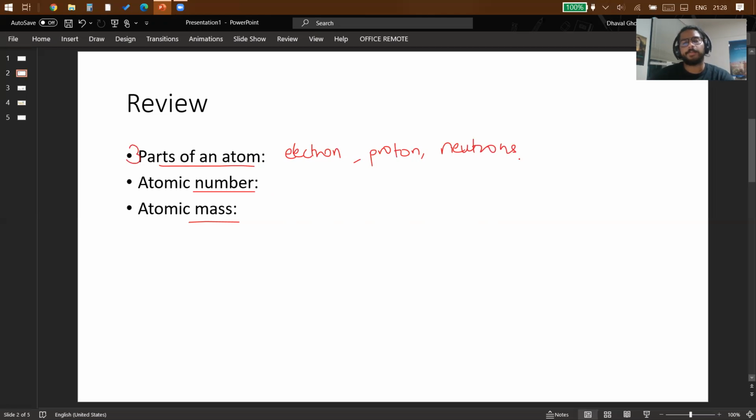Awesome. I have a follow-up question with this one. Can you tell me the charges present on these three particles and which of them have a significant amount of mass on them so that they can contribute to the mass of the atom? Okay, so pause the video here. Think about these two questions. What are the charges on each of these particles and which of them have significant mass so that they can actually contribute to the mass of the atom? Pause the video here, think about it, write it down, and then come back.